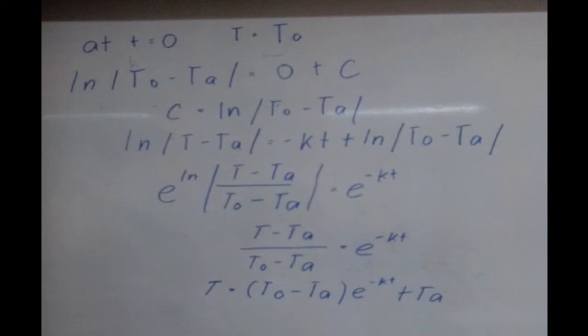Next, we transpose ln of the absolute value of To minus Ta to the left side of the equation, which can be expressed as ln of the absolute value of (T - Ta) over (To - Ta) equals -kt. Solving for T, we now raise e to both sides. The e and the ln will cancel out each other. We are now left with (T - Ta) over (To - Ta) equals e raised to the -kt. Solving for T, we now have the general solution for the separable differential equation: T equals (To - Ta) times e raised to the -kt plus Ta.